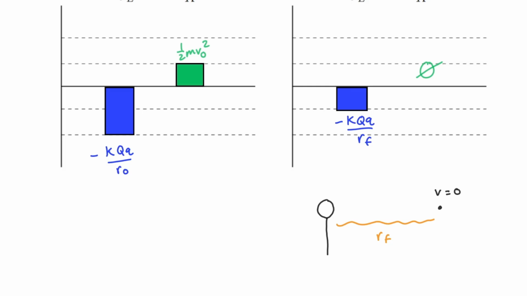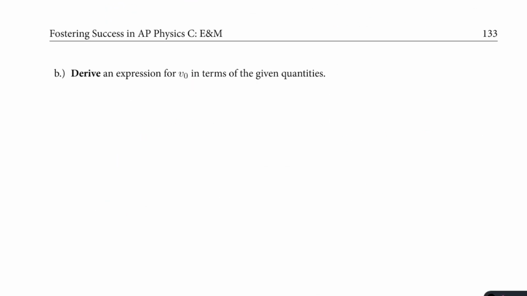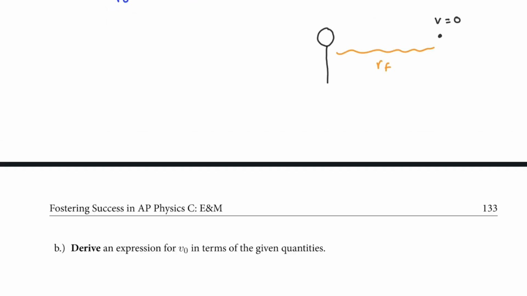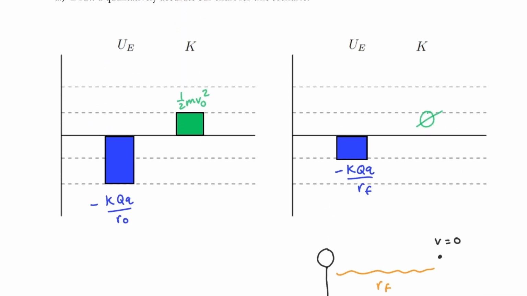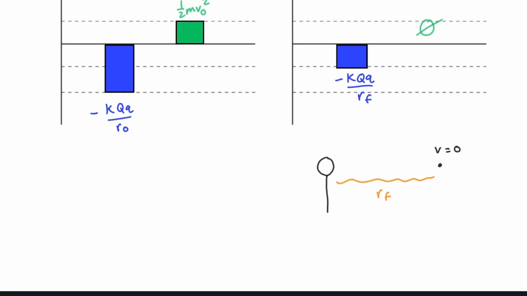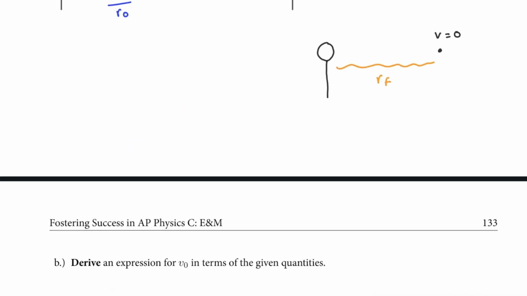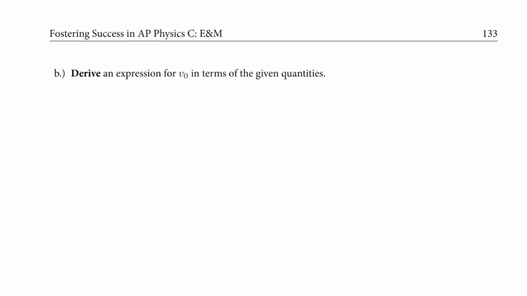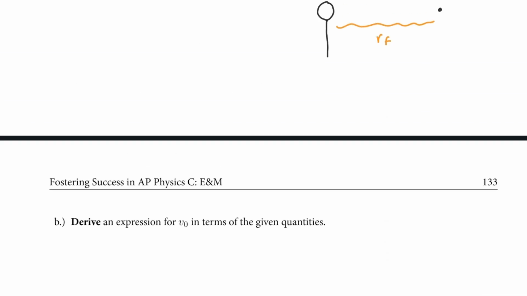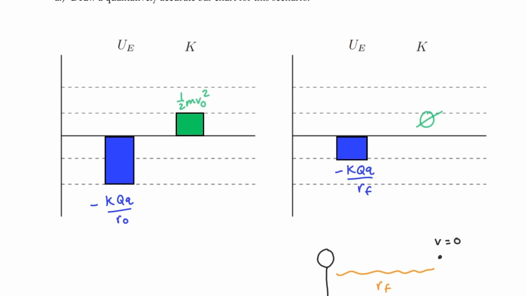Now what we would like to do is derive an expression for v0 in terms of the given quantities. So we actually want to know, given that it stops a distance rf, what speed did I launch it with if it can only reach rf before getting pulled back? You can use either form of energy conservation for this. You can use deltas, but if you have a bar chart, it's usually easier to use the approach where the sum of energies stays constant. So I'm going to use that.